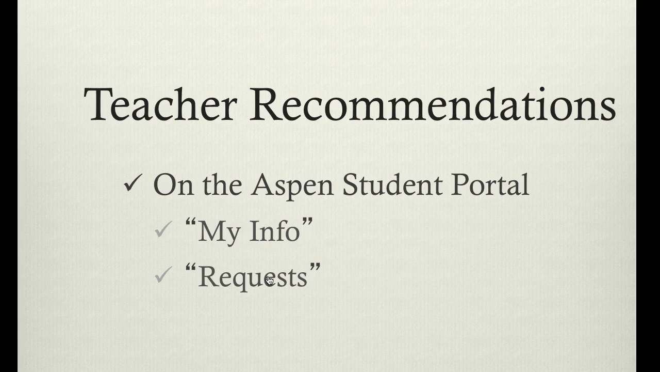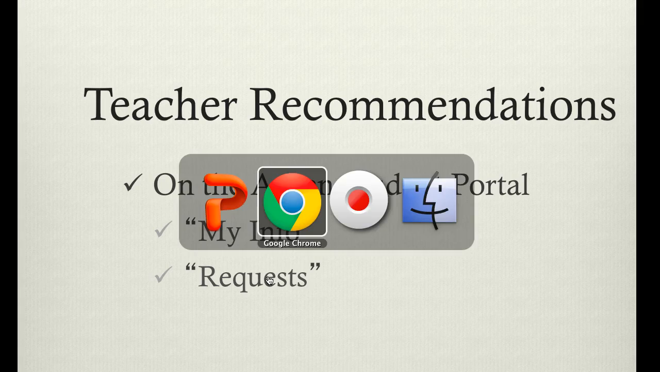When you are logged on to Aspen, you are able to view what courses your current teachers have recommended that you take next year. You do this by clicking on the My Info tab at the top of the screen, which we will see in a moment. Then click on the side tab that says Requests. The course selections you see reflect the recommendations your current teachers have made for you for next year. Let's take a look.